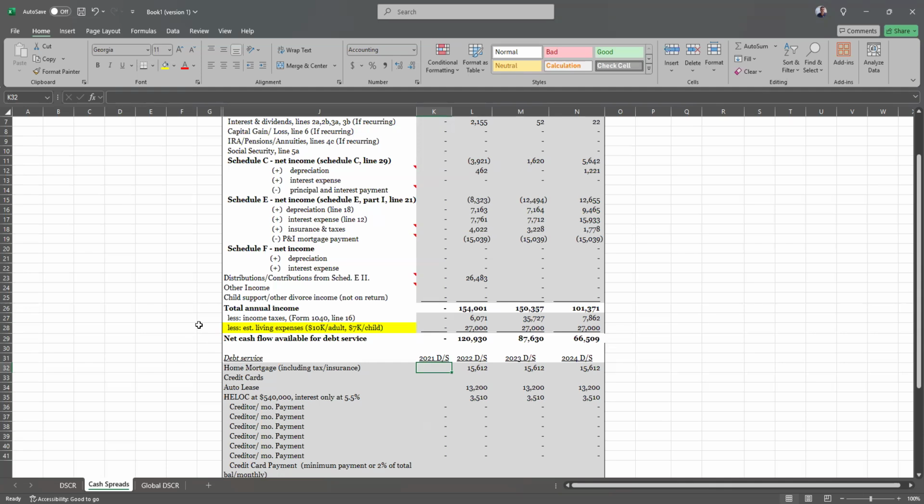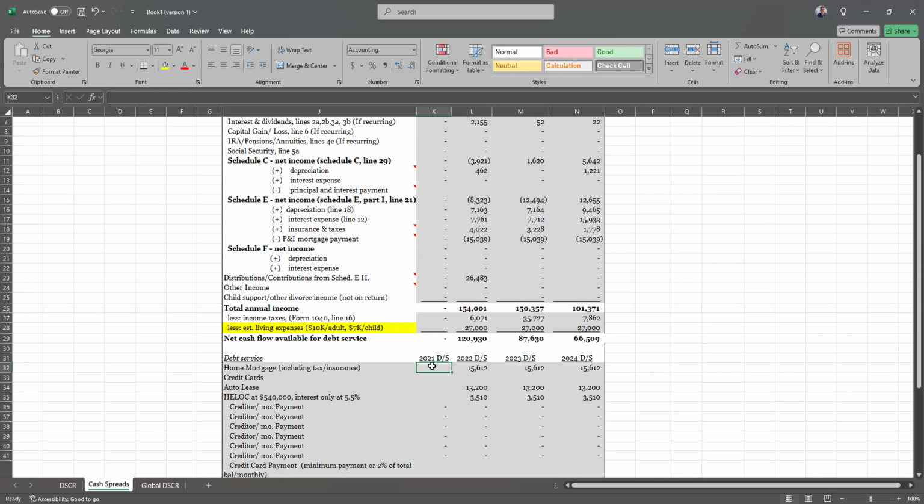This is one of those hidden expenses that you have no idea they do. I'm telling you right now, you need to ask about it if you're going to a depository lender. What do you use to estimate living expenses when you're doing cash spreads? Memorize that question. Mr. and Mrs. Banker, when you do my cash spreads, what are you using for estimated living expenses? They will tell you that's usually $10,000 per adult, $7,000 per kid.